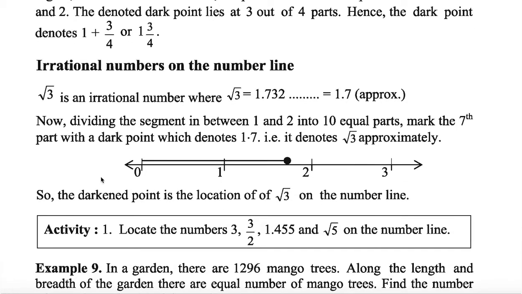Coming to the irrational number, see, this is 1.732. If you approximate it to one decimal place, then it becomes 1.7. 1.7 you can easily represent, right? By making 10 equal divisions between 1 and 2. The 7th division after 1 denotes 1.7.